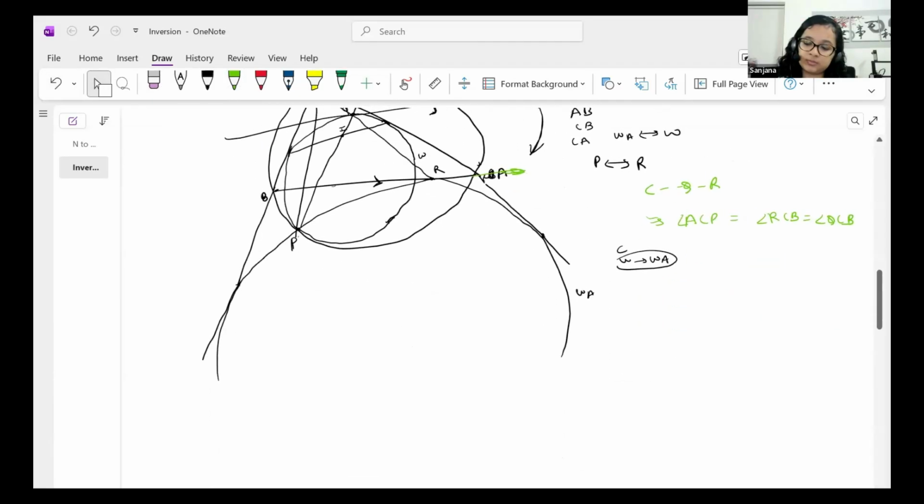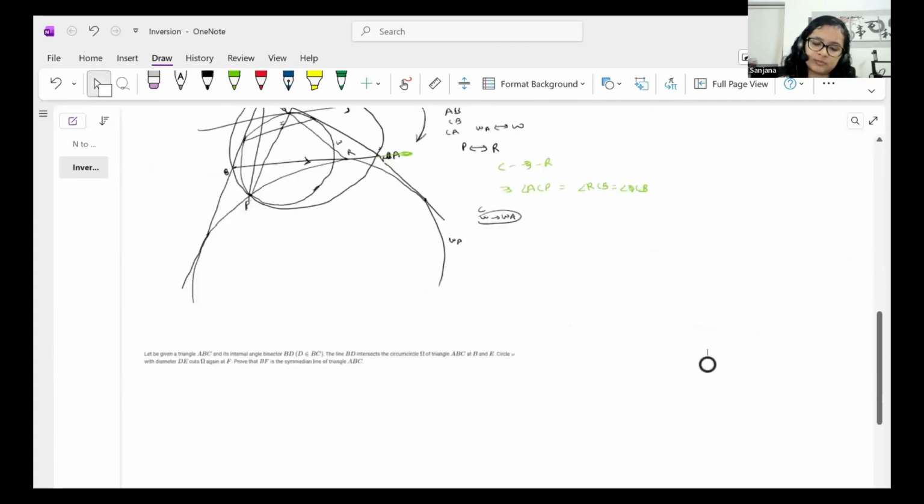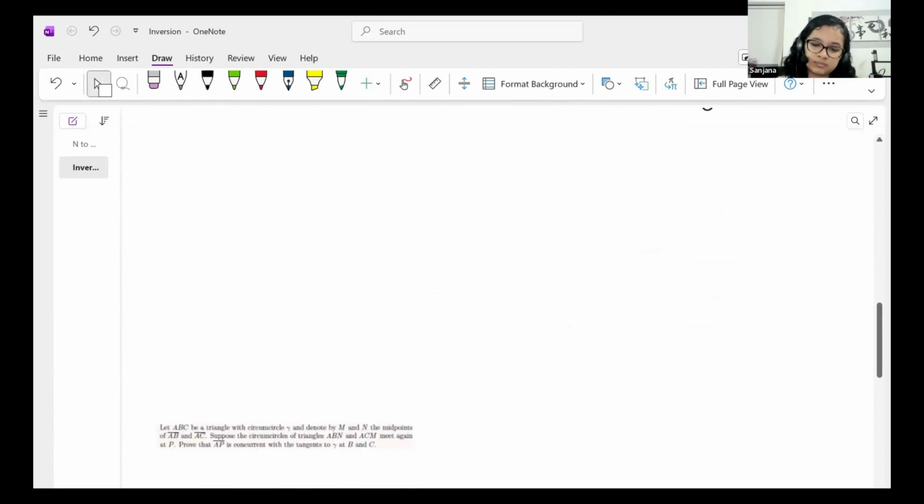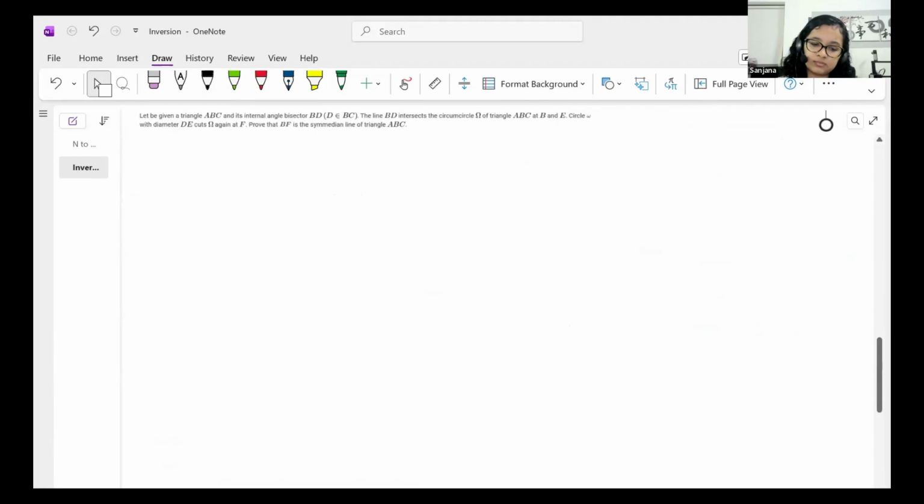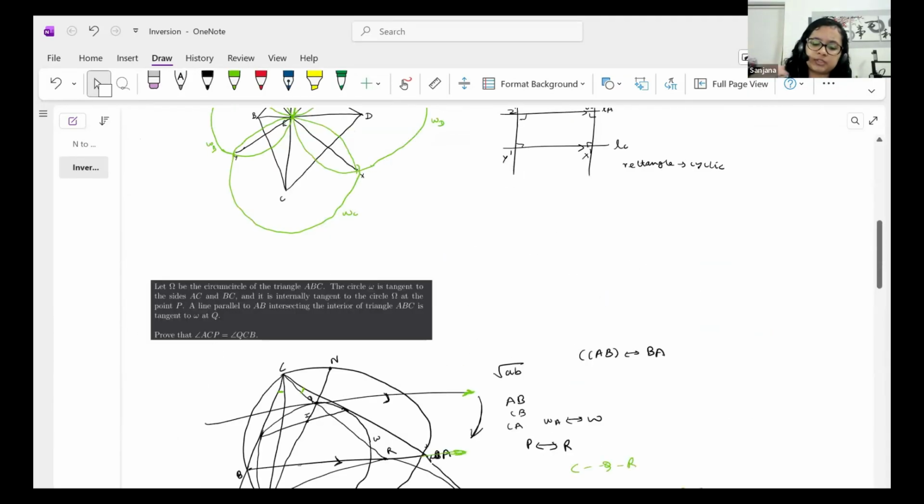So our next problem is this one. It's a similar type of problem. The source of the previous problem is EGMO 2013 problem 5, I think.